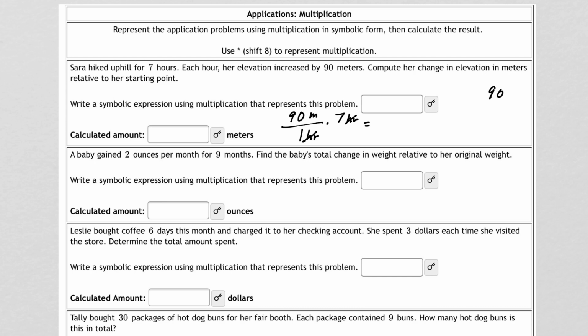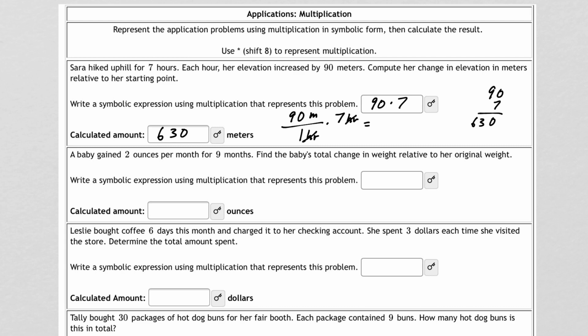So I just have to multiply 90 times 7. Well, 7 times 0 is 0. 7 times 9 is 63. So this is going to be 630 meters. And the first part of the question says, write a symbolic expression using multiplication that represents this problem. All you had to do was write 90 times 7. Or you could write 7 times 90, right? It means exactly the same thing.